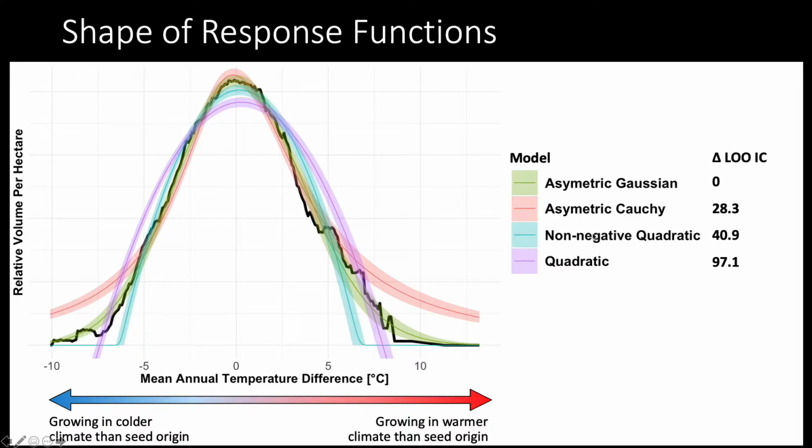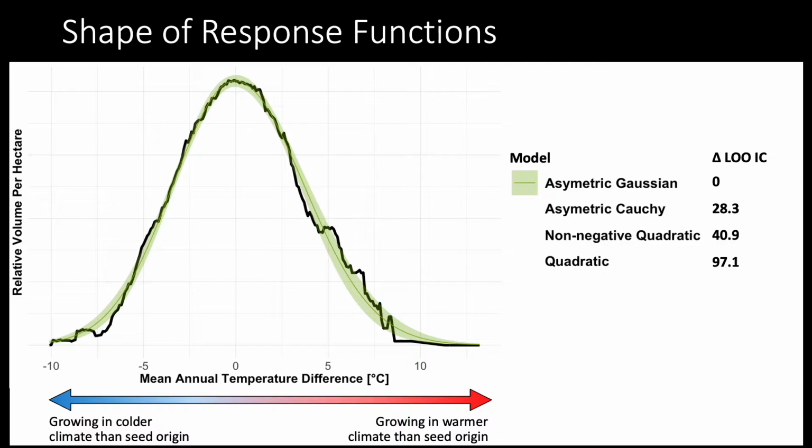We can improve on that by using a non-negative quadratic function. You can see, through visual examination of how close this curve is to our moving average, and through our leave one out information criterion, that the non-negative quadratic performs much better than the quadratic function. The two other shapes that we're looking at are the asymmetric Cauchy and the asymmetric Gaussian. You can see both, if you zero in on this portion of the curve or this portion of the curve, the asymmetric Gaussian does a better job fitting the data. And look at that beautiful response function right there.